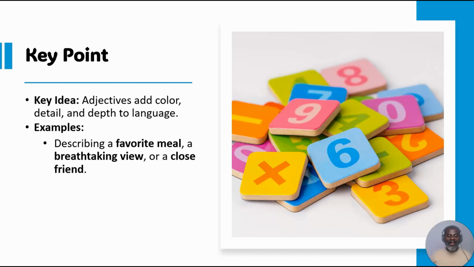We can describe a place. That's why we have "breathtaking view." We can also describe a close friend, meaning that we can describe a person. So with adjectives, you can describe things, places, and people, including ideas.